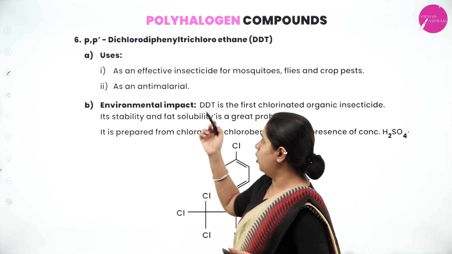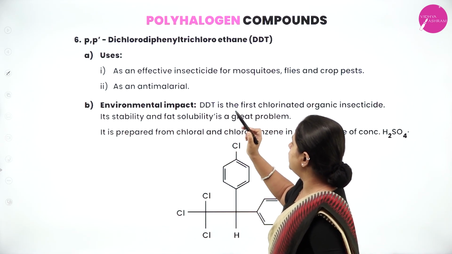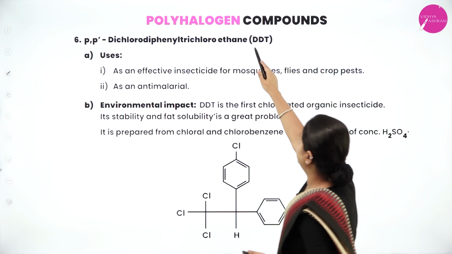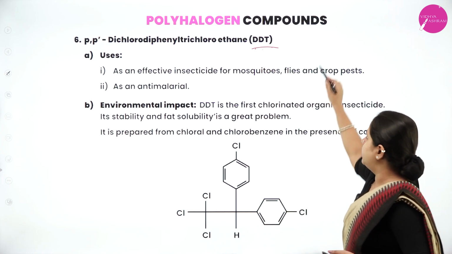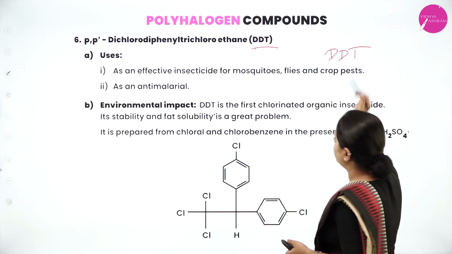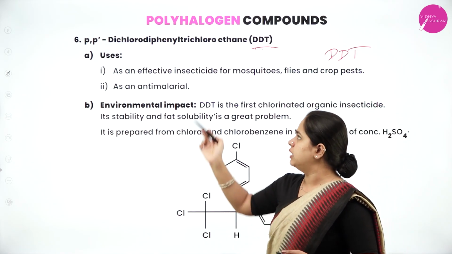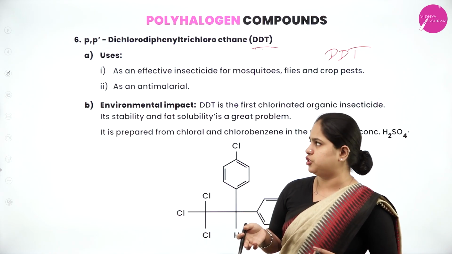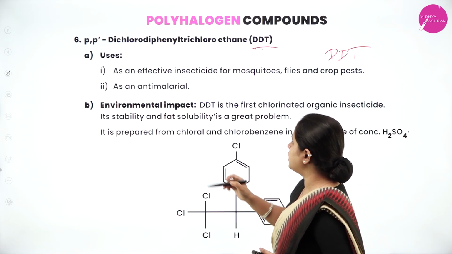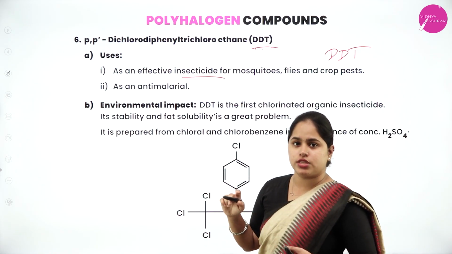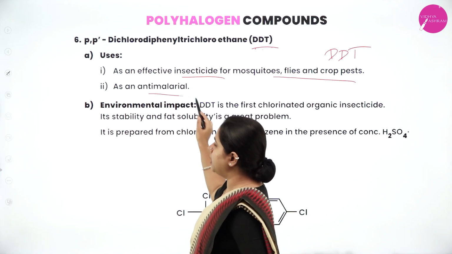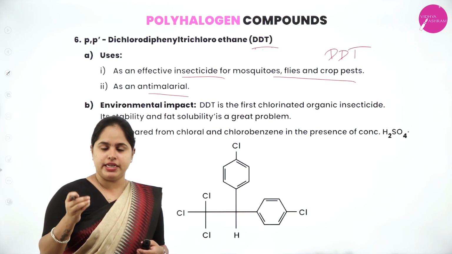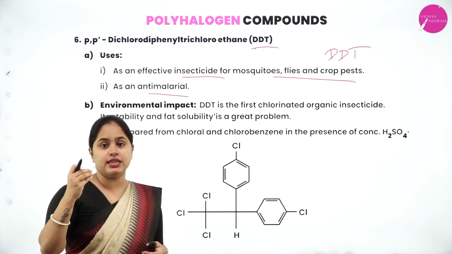Next one is p,p'-dichlorodiphenyltrichloroethane, that is DDT. Okay, dichlorodiphenyltrichloroethane is called as DDT. That p and p dash stands for para position. So uses as an effective insecticide. DDT is used as an insecticide for mosquitoes, flies and crop pests, and it is anti-malarial. Okay, it is anti-malarial as well as it is used as an insecticide.